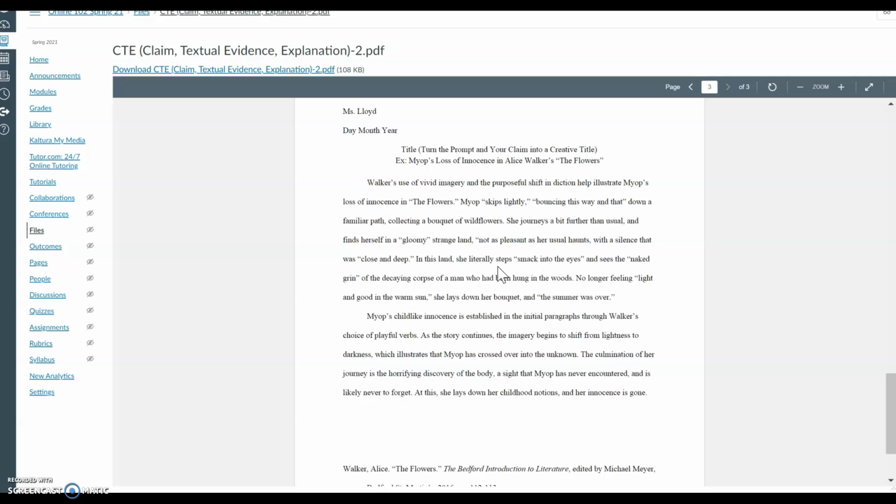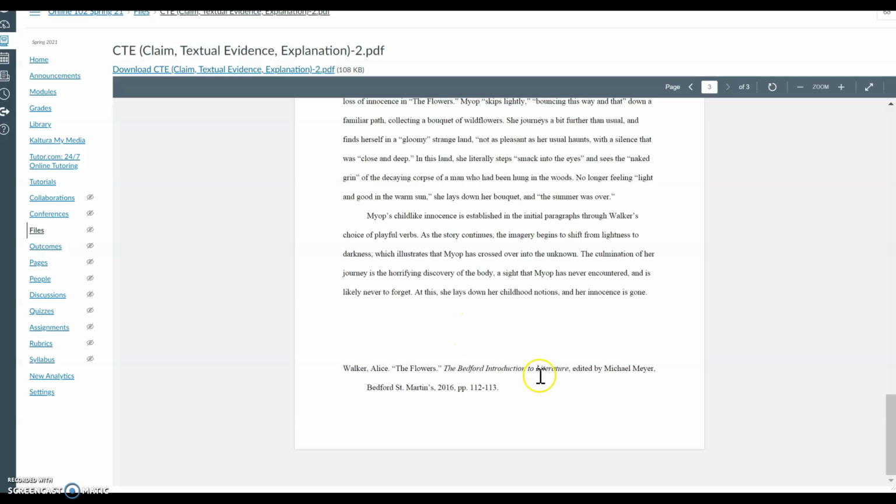You can do one large paragraph, or you can do two paragraphs like I have, where you have a claim and evidence in the first one, and then your paragraph of explanation. And then at the end, you'll notice that this has to be present. This is your works cited.